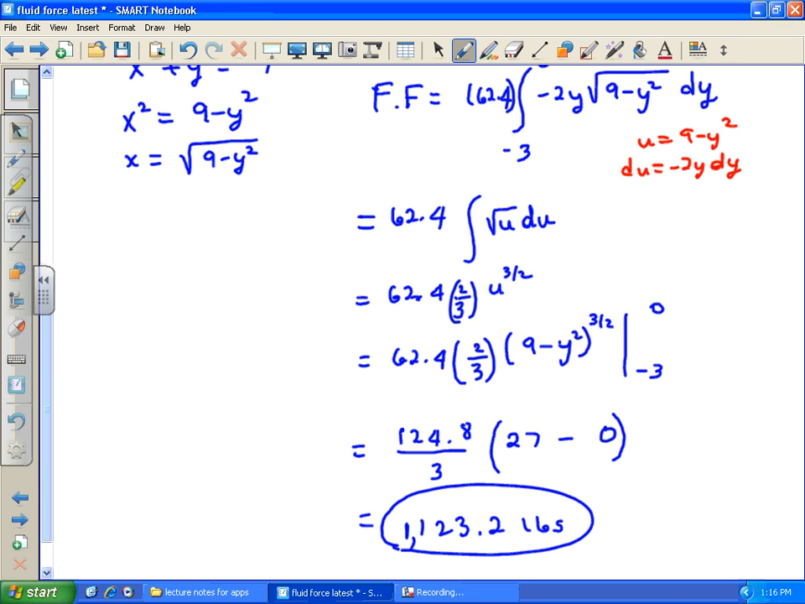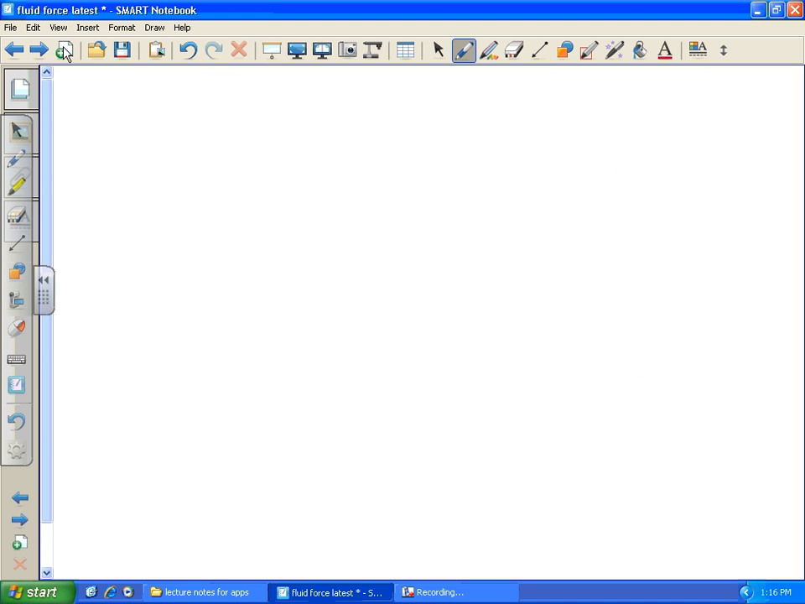Okay, I'm going to give you another example, and this time I'm going to give you a little bit of time to think about it. For this next example, all I'm going to ask you is to set it up. You don't have to integrate it. The integral becomes a bit complicated. Just set it up. Same question as before, but only set up. Don't do anything else.